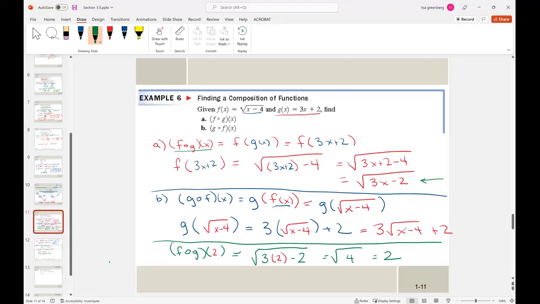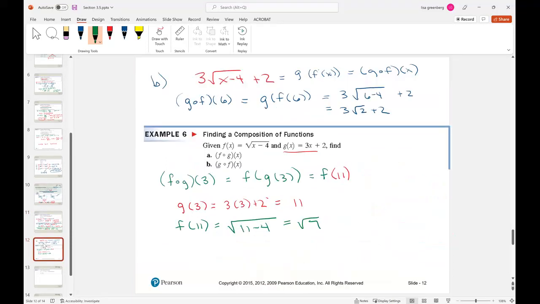No, I used 2. Here I use 3. Okay, if I use 2, well, let's do it again with 2 just to show that it's the same. So if I say, what is f composed with g of 2? Well, that's the same as f of g of 2, right? So I first want to know what is g of 2.